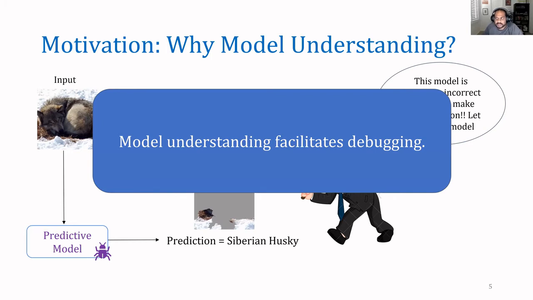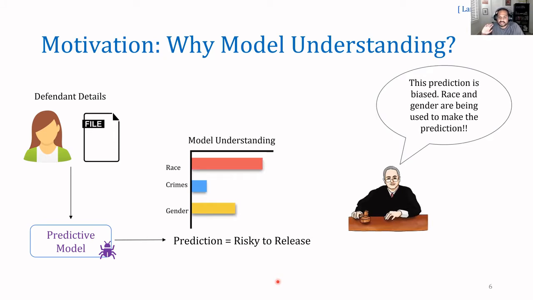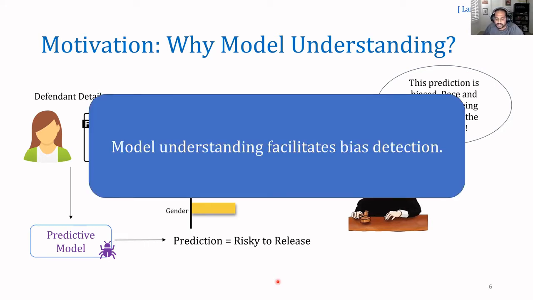But there are other reasons as well. Imagine this case where there's some defendant who sort of petitions the court, and the court decides based on some predictive model that the person is too risky to release, right? You could either trust that prediction by itself, or you can sort of look and break down why the model actually made that prediction. And this is a bit of a caricature, but you can see that this prediction is biased because it's using race and gender to make the prediction rather than the number of crimes, right? So that's a problem. And so understanding the model can help you detect biases in the model and then know when to trust the decision and when not to trust the system.